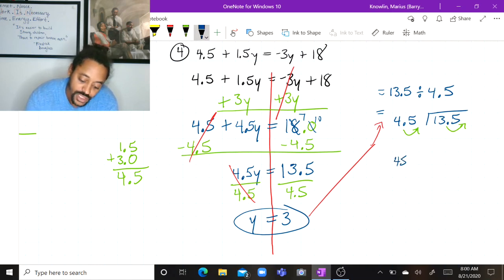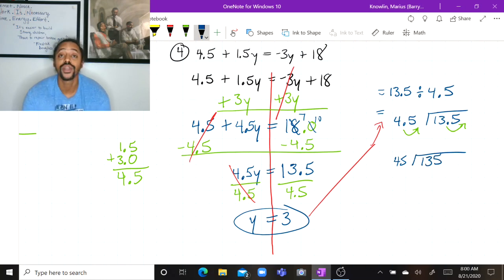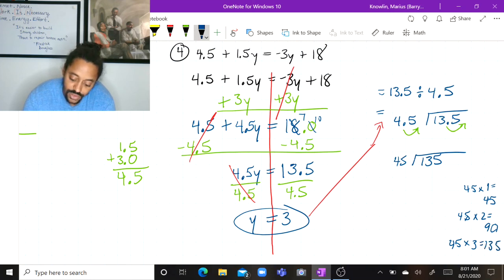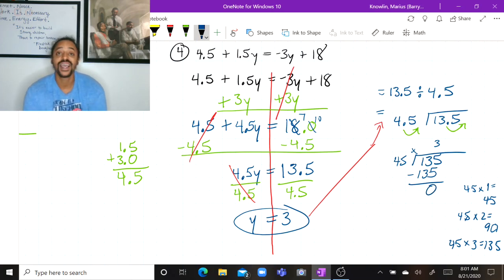Now I rewrite my long division. That's gonna be 45 on the outside and 135 on the inside. So basically this says 135 divided by 45. And now I'm just gonna go ahead and use my multiplication to figure this out. So we'll start with 45 times 1, that equals 45. Then we can do 45 times 2, that equals 90. So let's try 45 times 3. We just add 45 to 90, and that's going to give us 135. So 45 goes into 135 3 times, which means that's how our answer is positive 3.